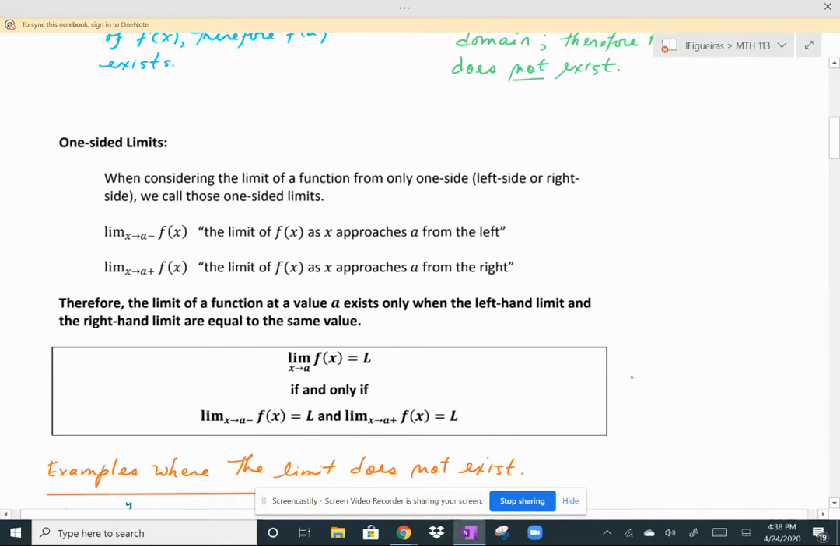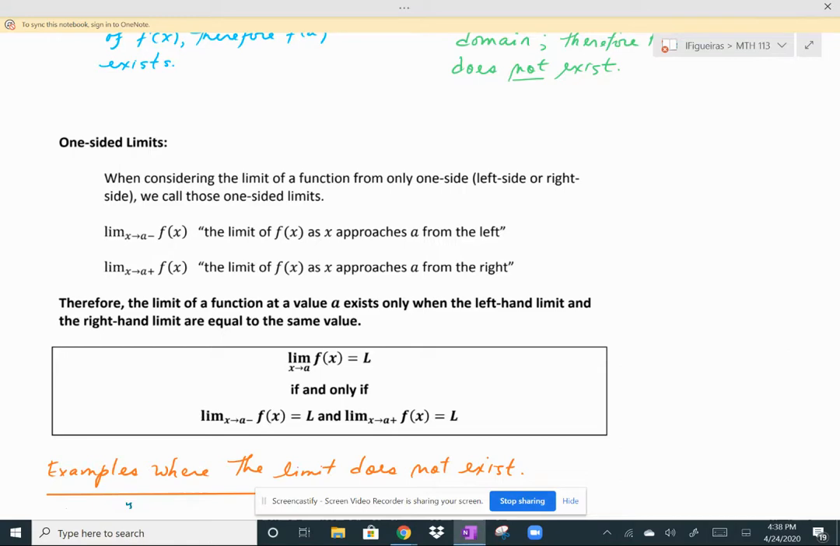So, by definition, the limit of a function at a exists when the left-hand limit and the right-hand limit are the same. This definition here in the box is something you should memorize. The limit as x approaches a of f of x equals L if and only if the limit as x approaches a from the left of f of x equals L, and the limit as x approaches a from the right of f of x equals L.